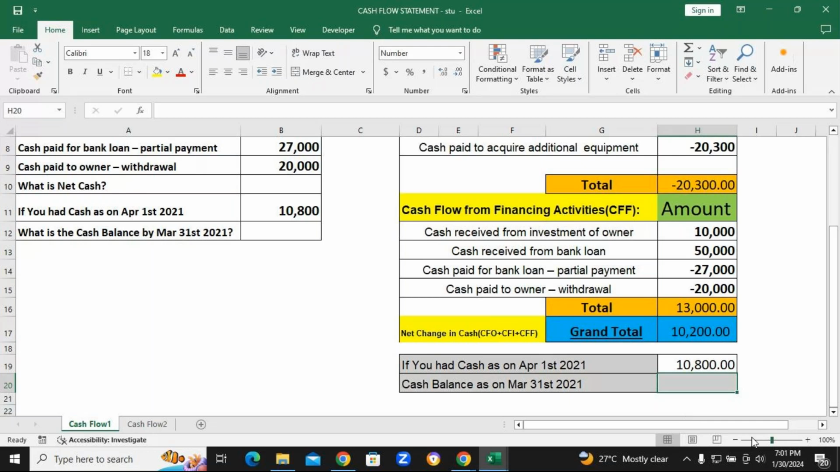So that is equals H19. That is the cash I had at the beginning of the financial year, plus the grand total, that net change. So at the end of the financial year, I'll be having 21,000 in my hand.